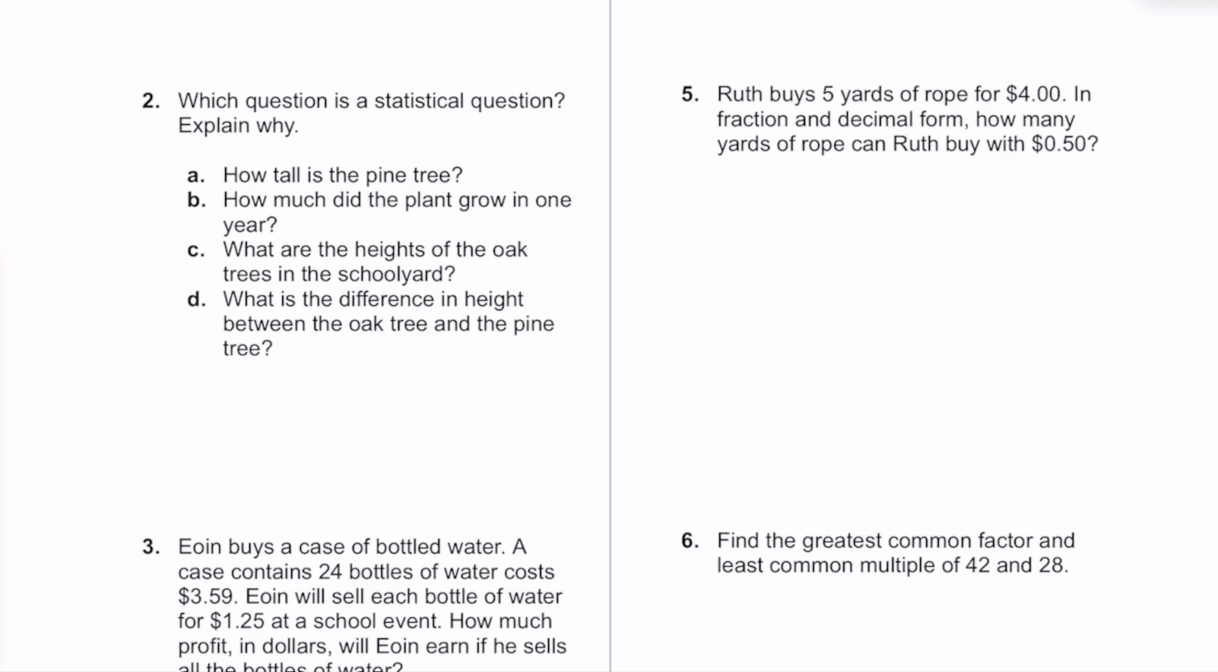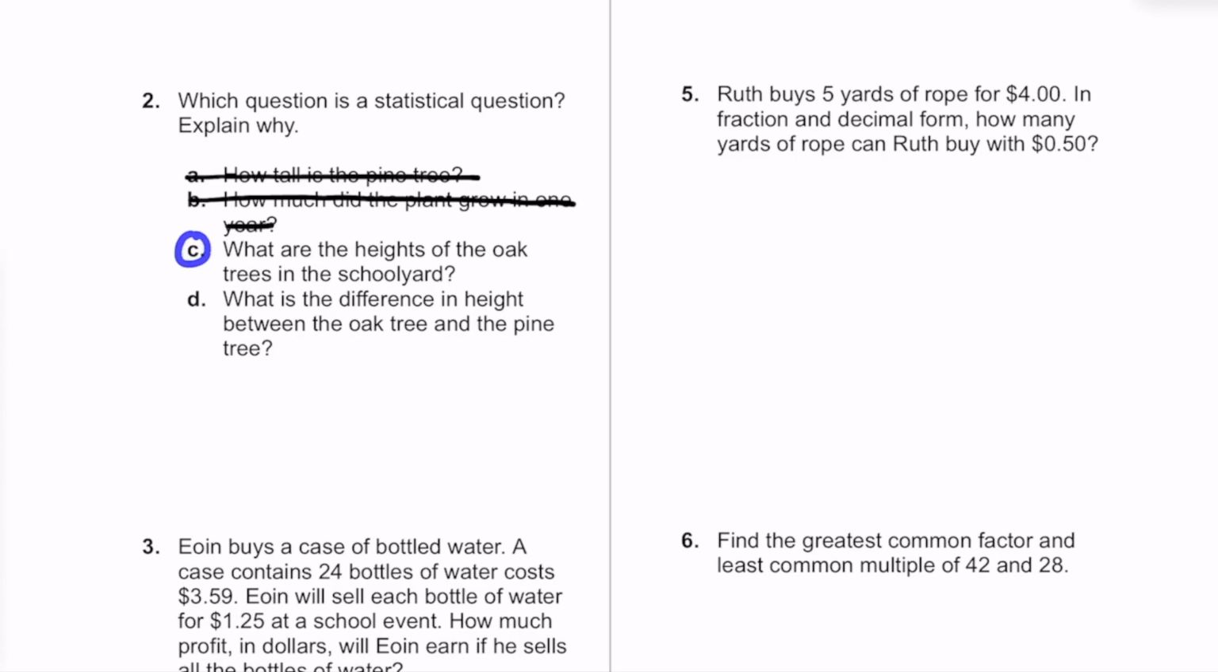So if we take a look at A, it says, how tall is the pine tree? Well, if we're talking about one specific pine tree, there's only one answer to that question, so that is not a statistical question. For answer choice B, it says, how much did the plant grow in 1 year? Well, if we're only seeing how much one plant grew in 1 year, there's only one answer to that question, so that is not a statistical question.